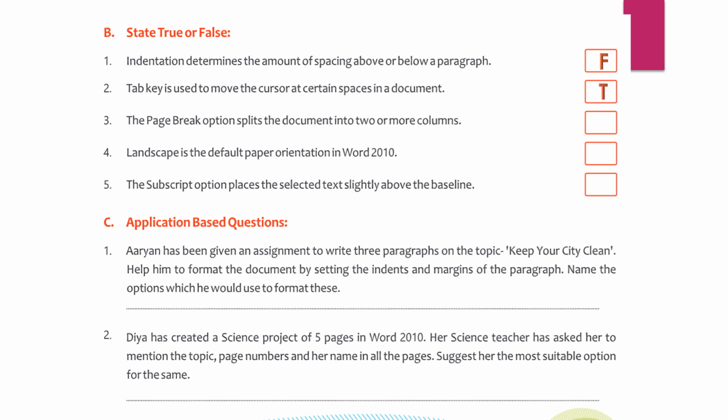The page break option splits the document into two or more columns. This statement is false. Why? Because the column break option splits the document into two or more columns, not the page break. Page break we can use to break the page. Fourth statement, landscape is the default paper orientation in Word 2010. No, this is wrong. This statement is false. Why? Because portrait is the default paper orientation in Word 2010.